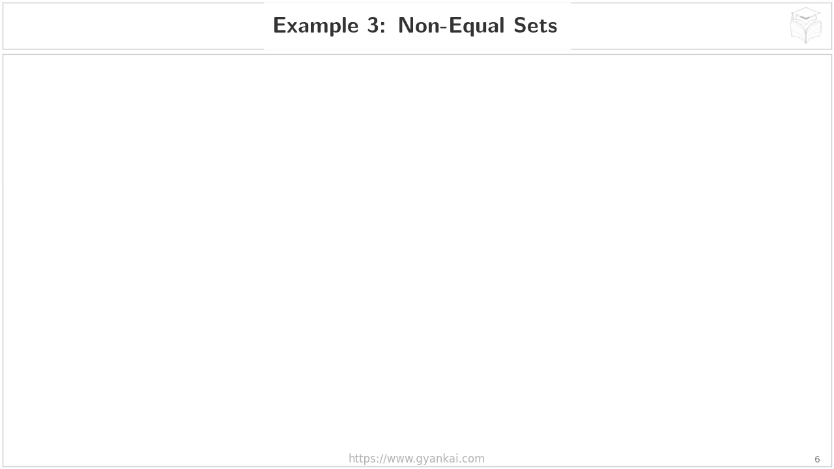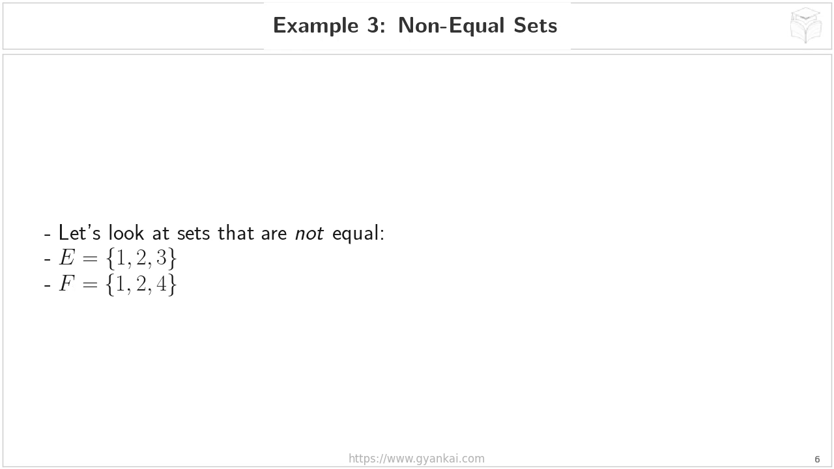Example 3, non-equal sets. So now let's shift gears and look at some sets that are not equal. This is just as important as understanding equal sets, because it helps solidify what we've already learned. Here we have two sets. Let's call them set E and set F. Set E contains the numbers 1, 2, and 3. And set F contains the numbers 1, 2, and 4.